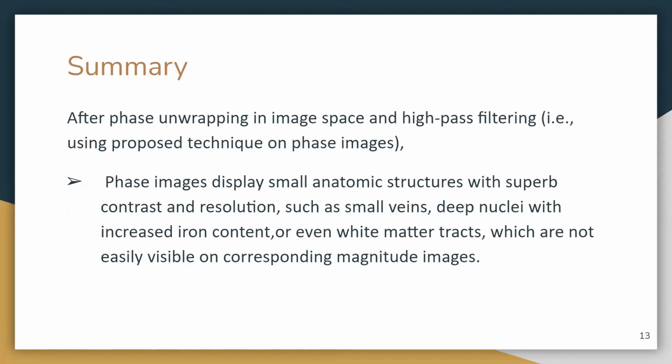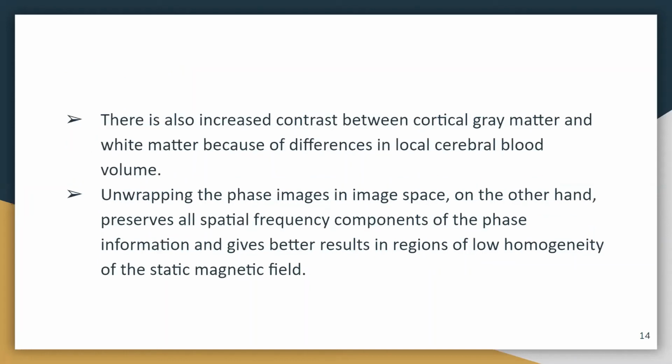So coming to the summary, after phase unwrapping in image space and high pass filtering, that is by using the proposed technique of phase images, we can clearly say that phase images display small anatomic structures with high contrast and resolution, such as different parts like small veins, deep nuclei with increased iron content, or even white matter tracts which are not easily visible on corresponding magnitude images. There is also increased contrast between cortical gray matter and white matter because of differences in local cerebral blood volume.